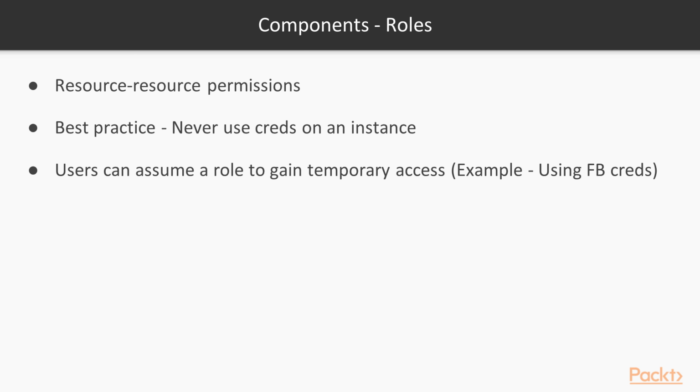Then we can talk about roles. Roles are the recommended way of specifying what resources are allowed to do with your other resources. For example, if you want an EC2 instance, that is a virtual machine, to be able to write to a DynamoDB NoSQL table, then you would create a role for EC2 and specify that it is allowed to access your table. A best practice is never to use credentials on your instance, and when I say credentials, I mean user credentials or API keys. Users can assume a role to gain temporary access, for example by using Facebook credentials.